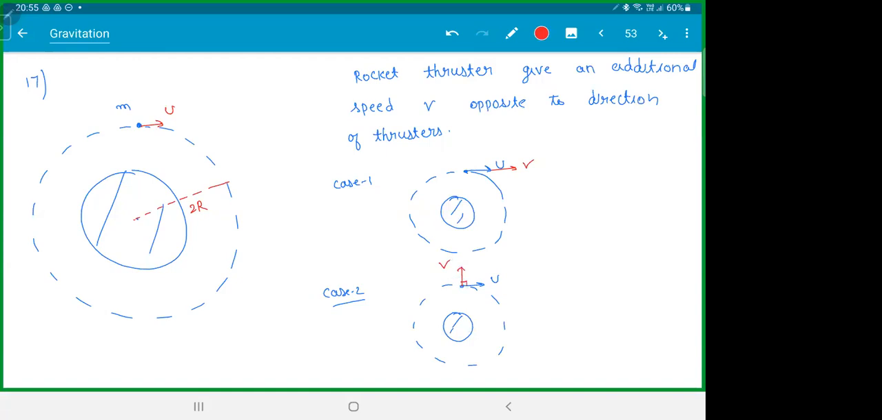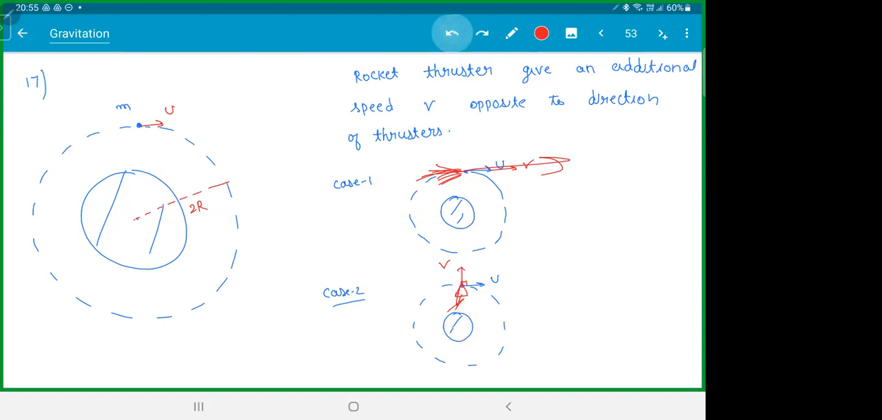You can keep the rocket thrusters in any direction you want. In case 1, the rockets were switched on, so gas came out this way, and the rocket went faster in the forward direction. Case 2, the rocket was looking like this, so the gas was ejected this way and the rocket got velocity away from the center. Got the catch? You're getting the 2 cases.